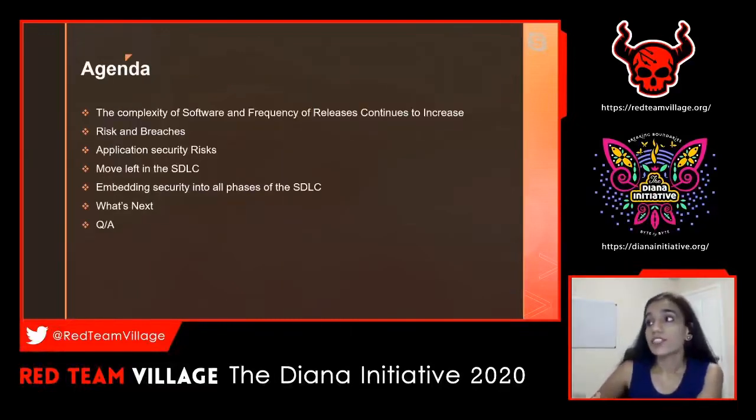Like I said, my agenda for today is to talk about how software and software complexity is increasing and how security needs to catch up, risk and breaches, and how we need to improve, and application security risk. The solution which I'm proposing is what we all are doing, but we are still missing a lot of things. How to do it right? We're going to talk about moving left in the SDLC, and then we'll go through all the phases of SDLC. And then after that, if you have any questions, we can obviously talk about those.